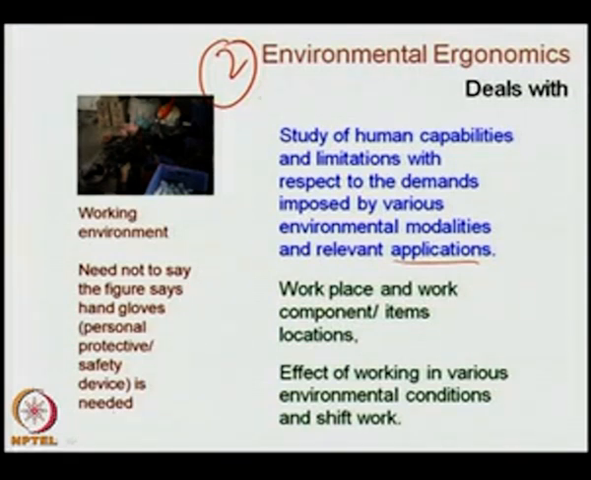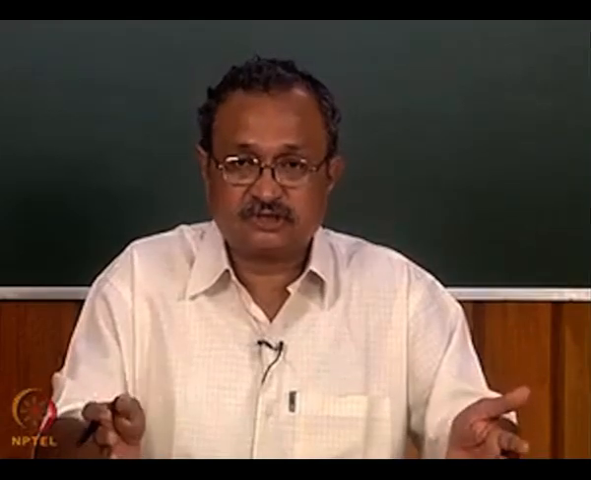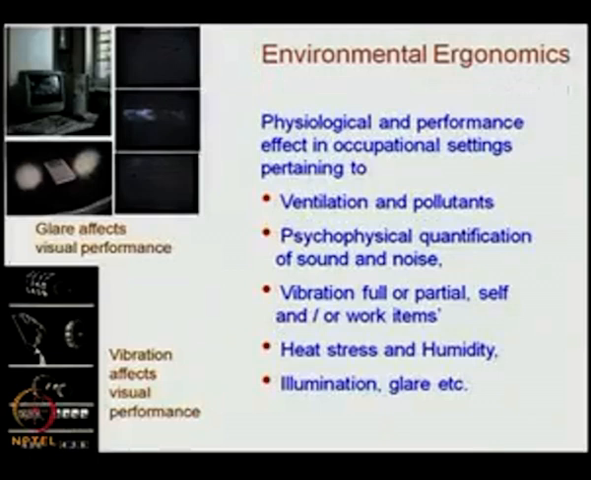Now, the interaction between environmental ergonomics and hardware ergonomics, it is a little difficult to separate every aspect in different domains. To look into a specific problem, all the ergonomic domains are seen together with specific emphasis. Environmental ergonomics is the physiological and performance effect in occupational settings pertaining to ventilation and pollutants, psychophysical quantification of sound and noise, vibration, full or partial, self and or work items.